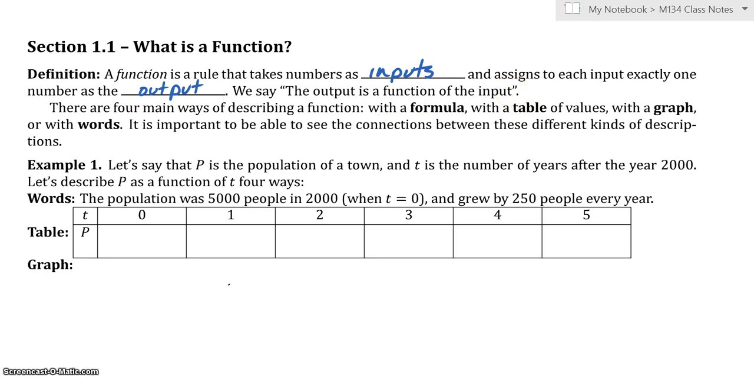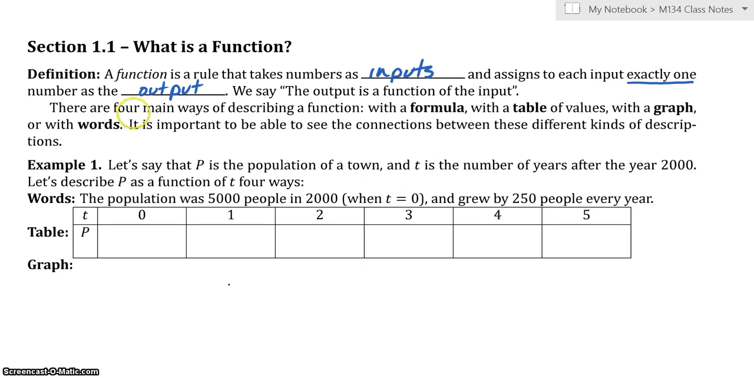Say you have a calculator and you want to input a number, just one number, and then maybe you square it, or you take the square root, or you multiply it by 2. The input is the number that you put in, and the output is the answer that you get back. And hopefully there's exactly one answer. You don't want the calculator flashing on you.